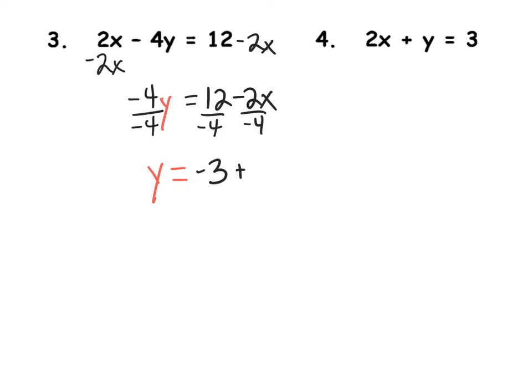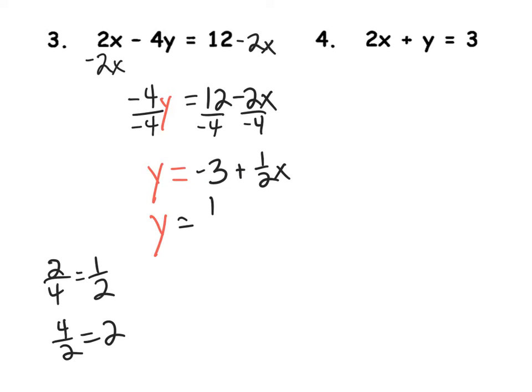Ooh, 2 over 4. Is that 1/2 or 2? Common mistake so many people make. 2 over 4 equals 1/2. 4 over 2 equals 2. Switch it. 1/2 x minus 3. You could put plus negative 3. That's okay. Negative 3 though. It's still a negative 3.